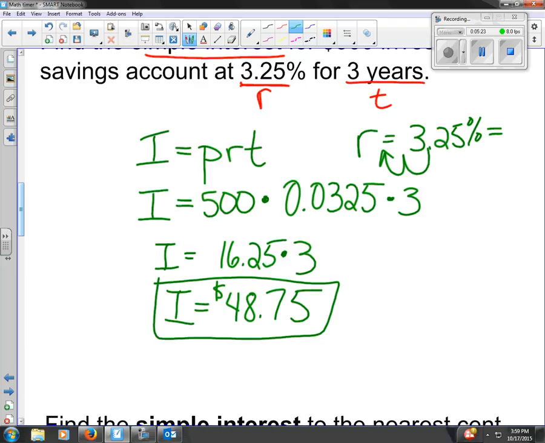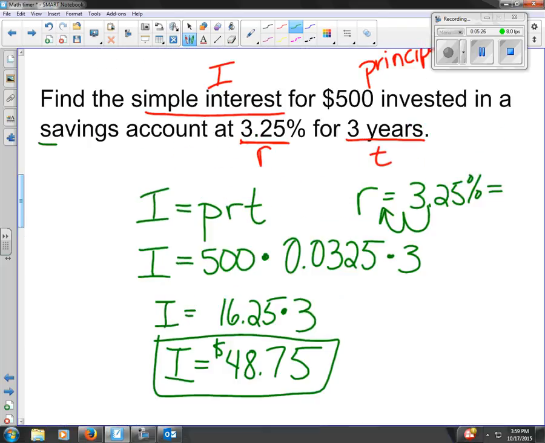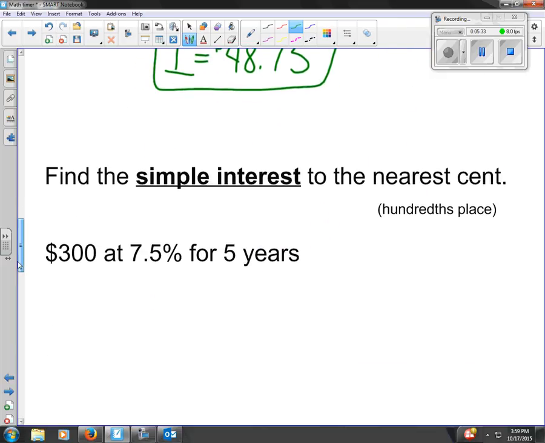So that's fun. In this case, it's a savings account, so they have borrowed from you $500 and they're going to give you $48.75. So in that case, it's pretty nice.